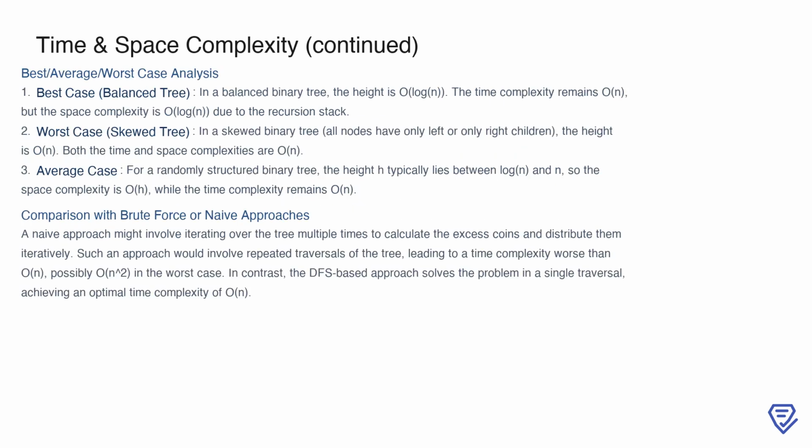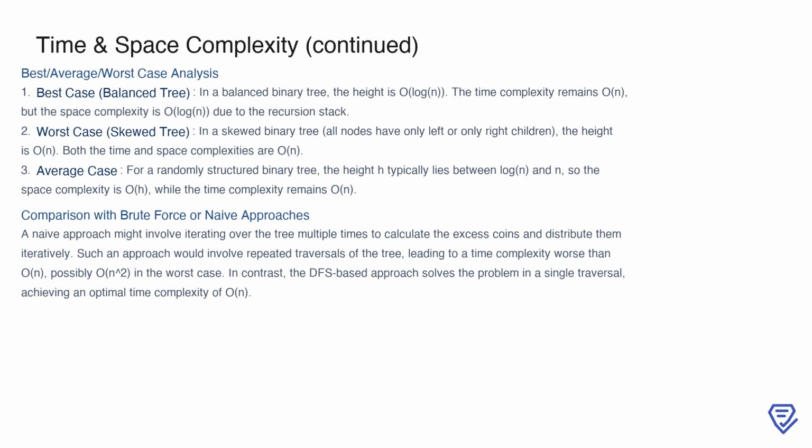To better understand the performance of our solution, let's analyze the best, average, and worst cases. In the best case, where the binary tree is balanced, the height of the tree is O(log n). While the time complexity remains O(n), the space complexity is reduced to O(log n) due to the shorter recursion stack. In the worst case, for a completely skewed tree where every node only has a single child, the height becomes O(n), and both the time and space complexities are O(n).